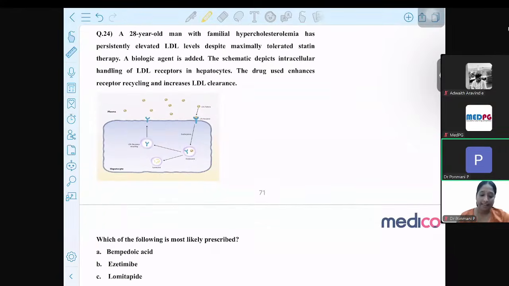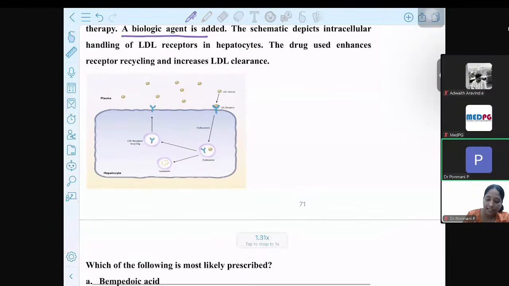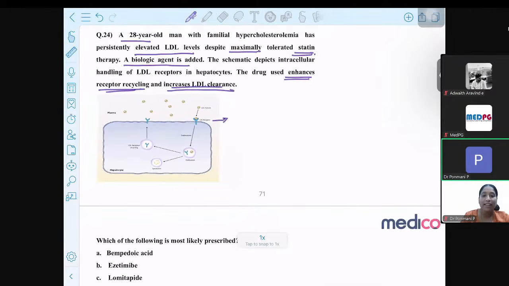This is also regarding lipids. A 28-year-old man is presenting with elevated LDL levels despite the maximum statin. Now a biological agent is added. The schematic depicts an intracellular process. So this biological agent is going to handle the LDL receptor somehow. The drug used enhances the receptor recycling and decreases the LDL level. So they are asking what drug it is.